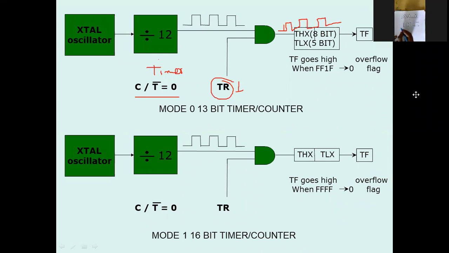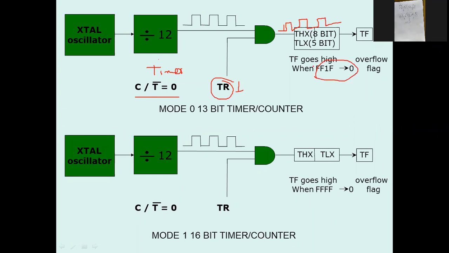And what will be the maximum value in the lower part? Here 5 bits will be used, so the rest will not be addressed and by default they will be 0. So this will be all 1. This is F, this is F, and here this will be 1, this is F. So what will be the maximum count by 13 bits? That is FF1F. So this timer can count up to FF1F.